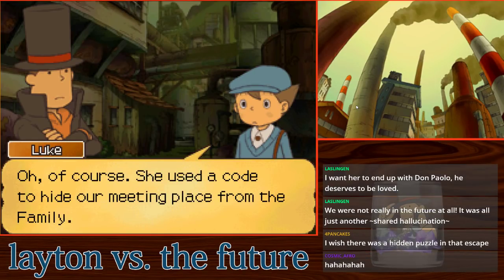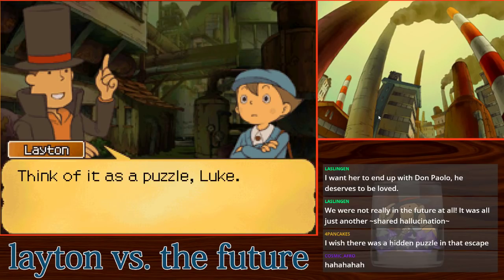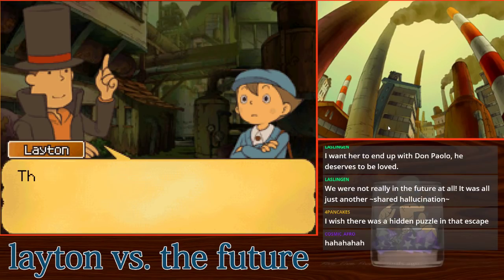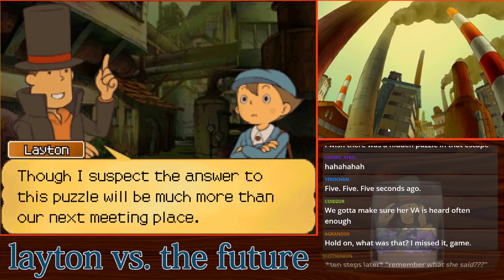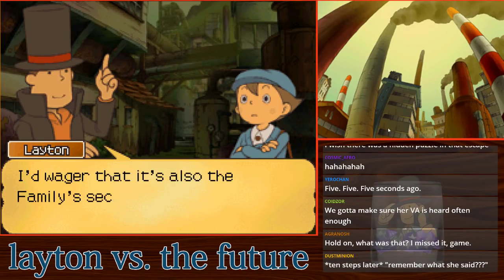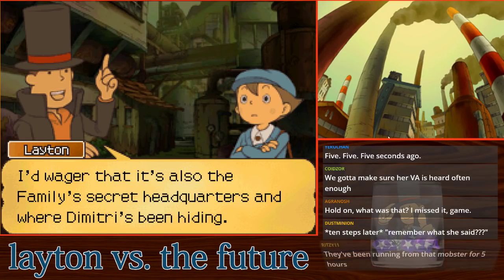Celeste used a code to hide our meeting place from the enemy. But what could that possibly mean? Think of it as a puzzle, Luke. Though I suspect the answer to this puzzle will be much more than our next meeting place. I'd wager that it's also the family's secret headquarters, and where Dimitri's been hiding.